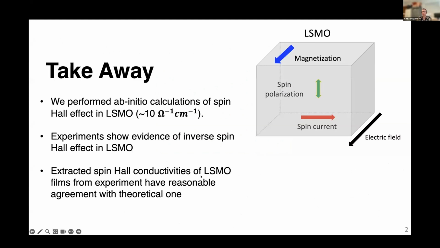So these are three main research items I will talk about. We performed ab initio transport calculation of spin Hall effect in LSMO, which is on the order of 10 Siemens per centimeter. And experiments show the evidence of inverse spin-Hall effect in LSMO or LSMO and platinum bilayer. And in experiment, our collaborators extracted the spin Hall conductivities of LSMO films, and the values have reasonable agreement with our theoretical calculation results.